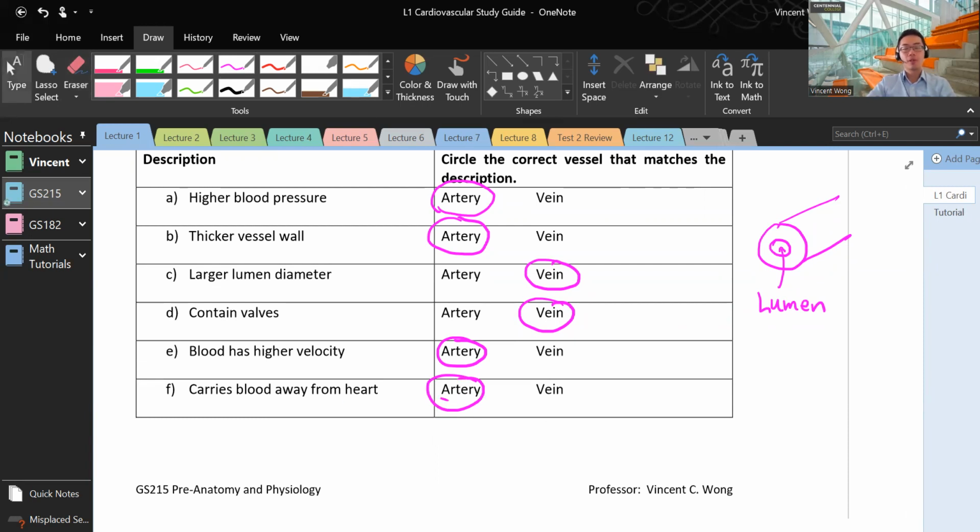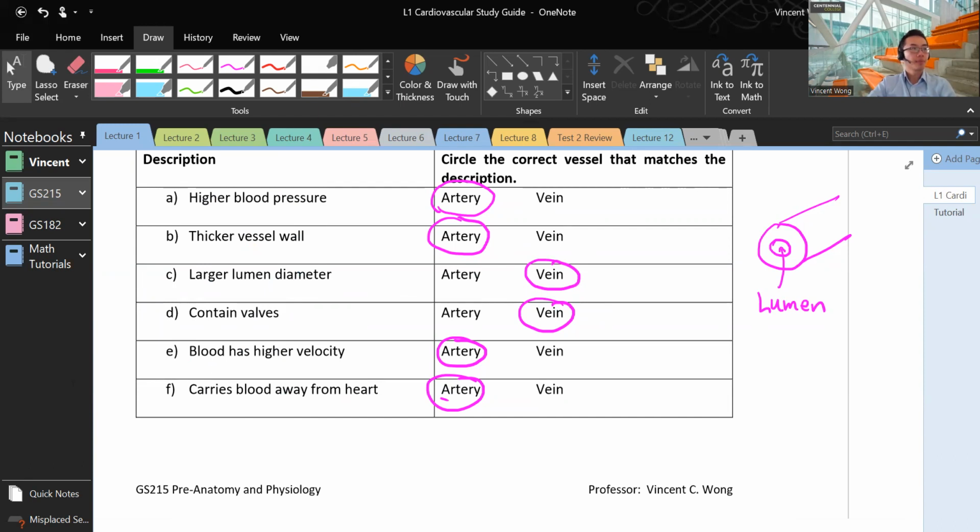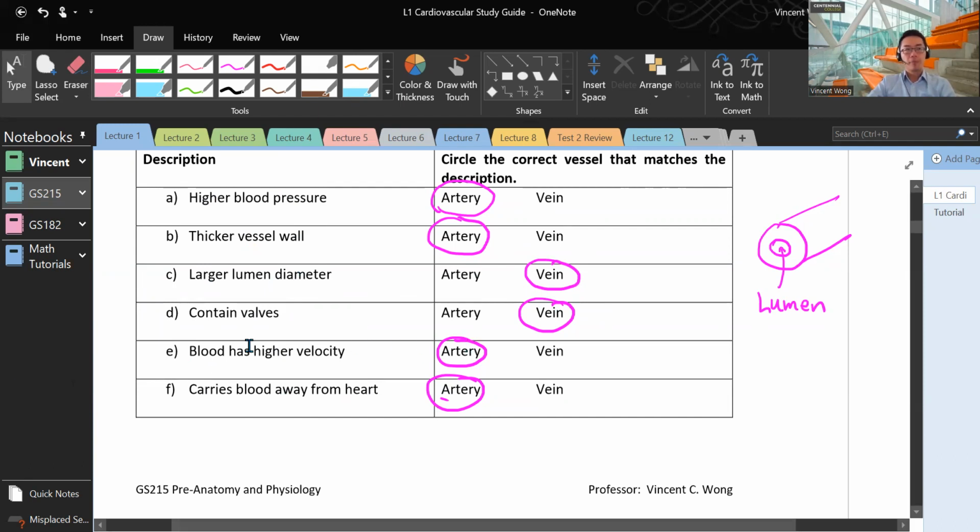So you can almost feel that this can be a multi-select question, right? Those questions that have more than one possible answer. I could list a bunch of these things and then ask you which of the following are true regarding arteries or regarding veins, right? And then you have to select the proper ones. Okay, moving on.